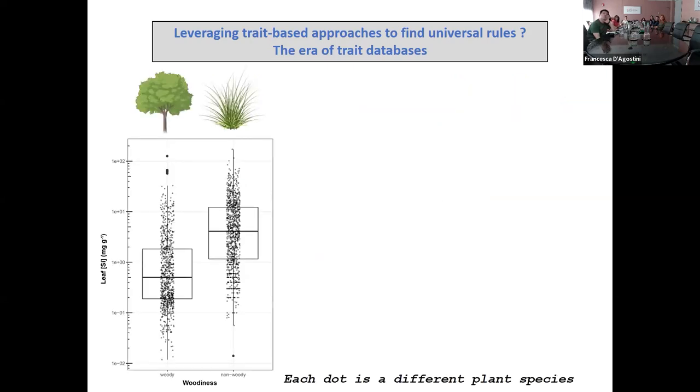So very quickly, this is the first result from this database. It was not rocket science, it was expected, but still cool to see a lot of species. Compared to the Martin Olson database, we have three times more species. Each dot is a species. And yes, we found that non-woody species tend to accumulate more silicon than woody species. So it was kind of expected, I guess, even though you can see quite a big overlap between the two groups, which is also exciting.